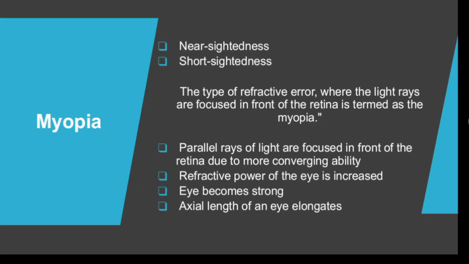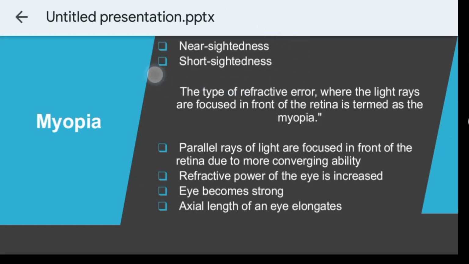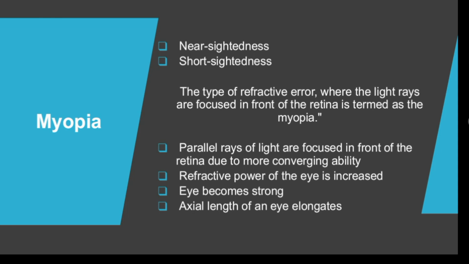Now, what is myopia? We can say that it is nearsightedness, a state in which the patient has the ability to see near objects clearly as compared to far ones. The patient has difficulty in identifying distant objects. This is an ametropic type where the light rays are focused in front of the retina, right?